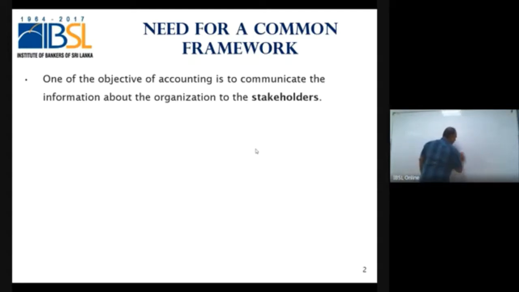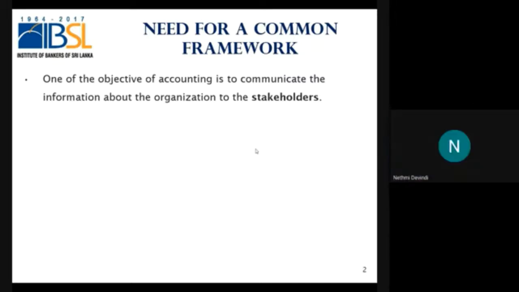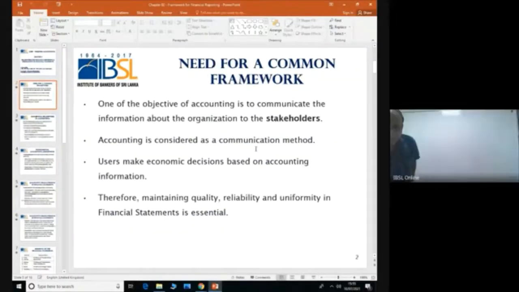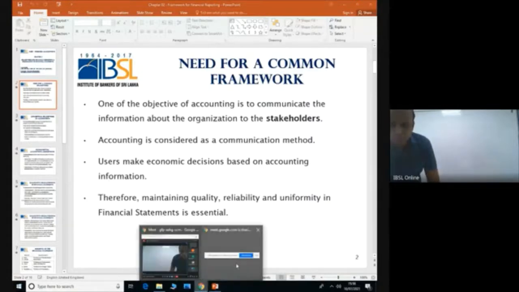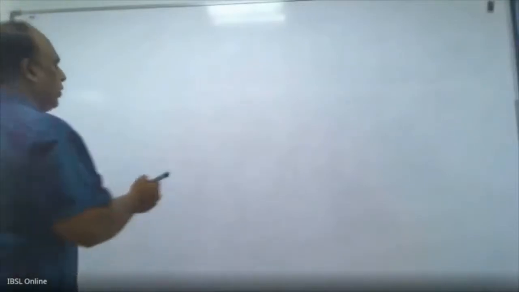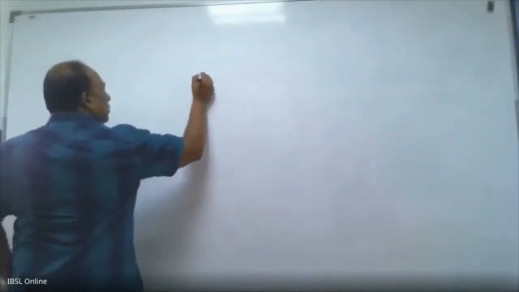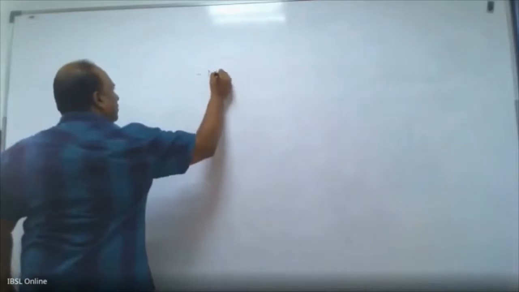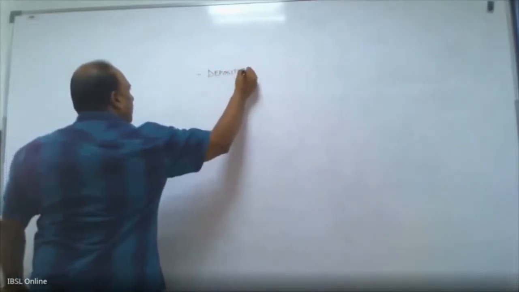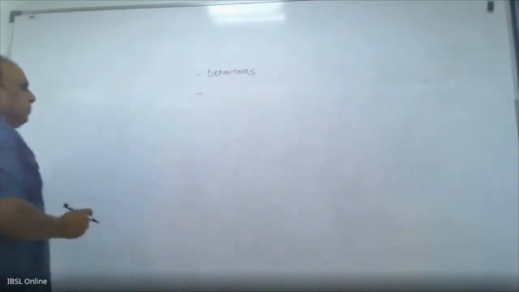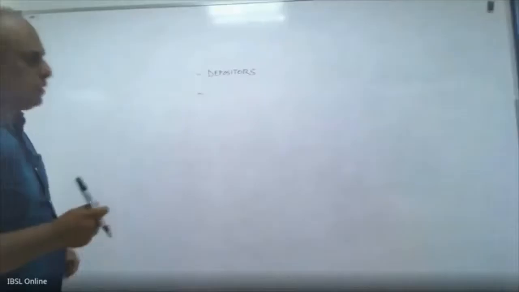Who else? Competitors. Central bank. Right, let's put down some of these on the board. So you are going to tell me one by one. Somebody said depositors. Right, okay, done. Second, competitors, good.